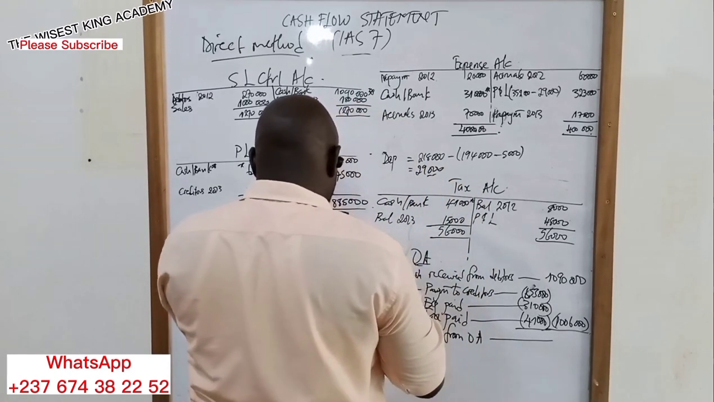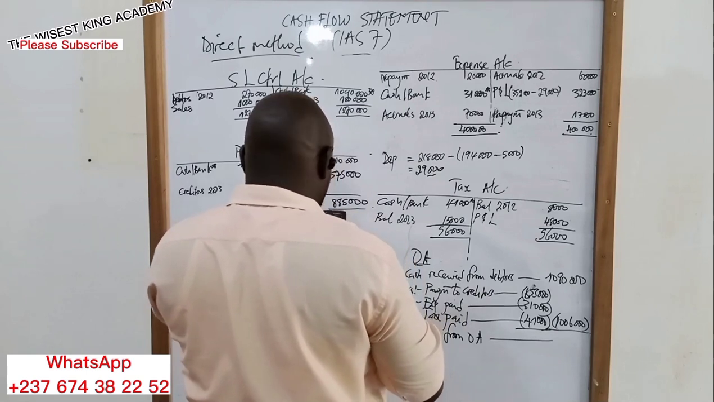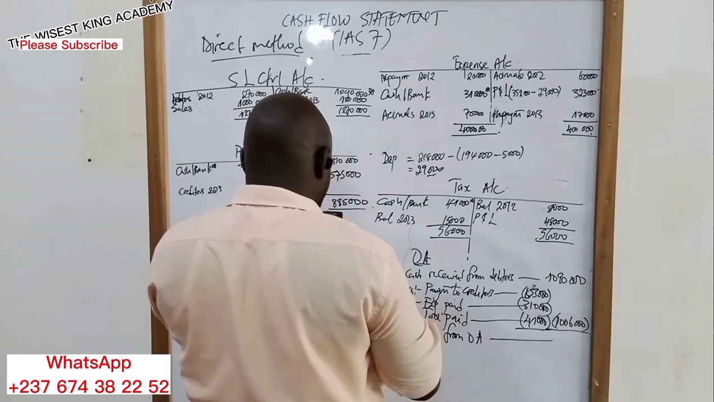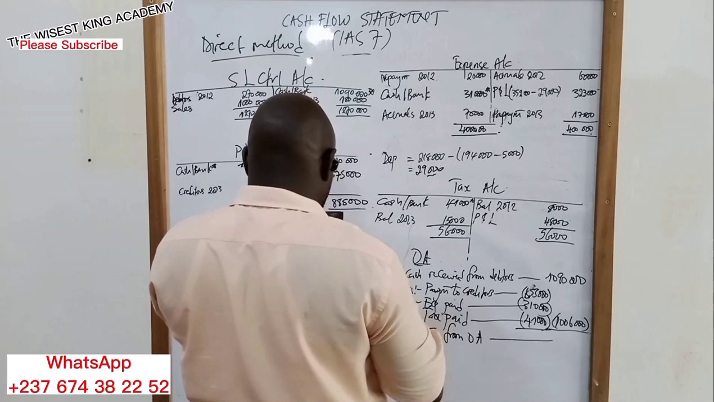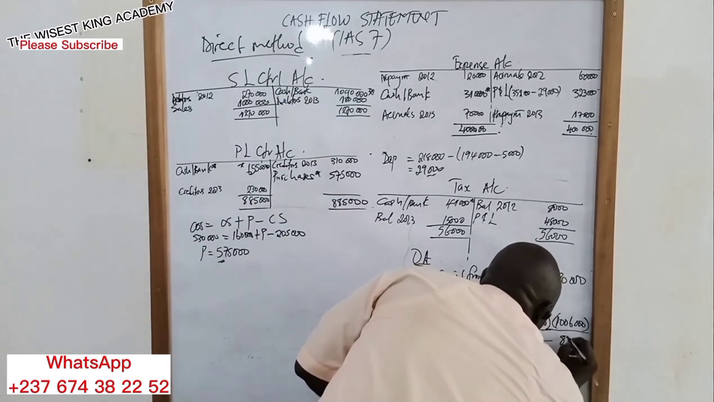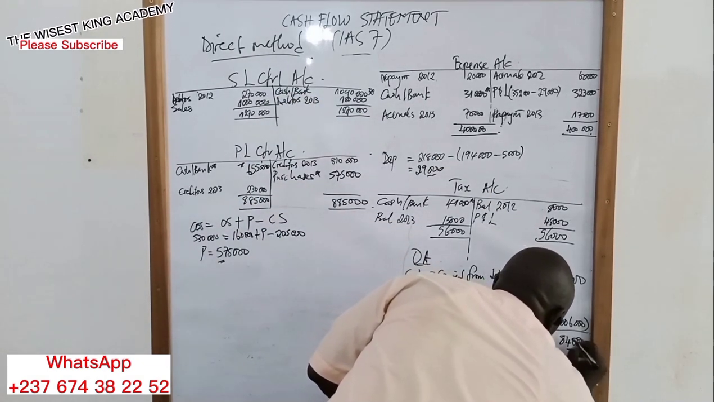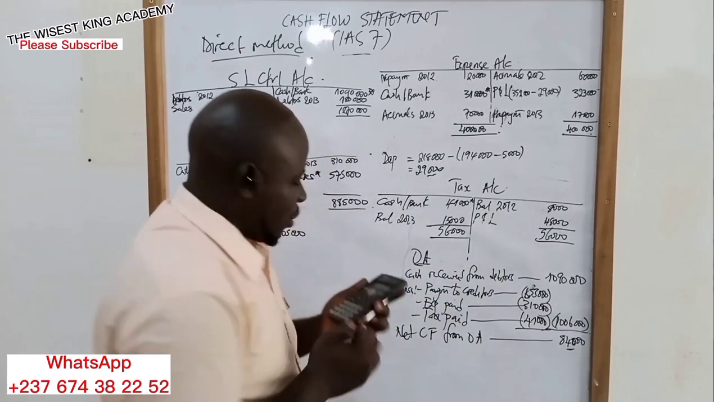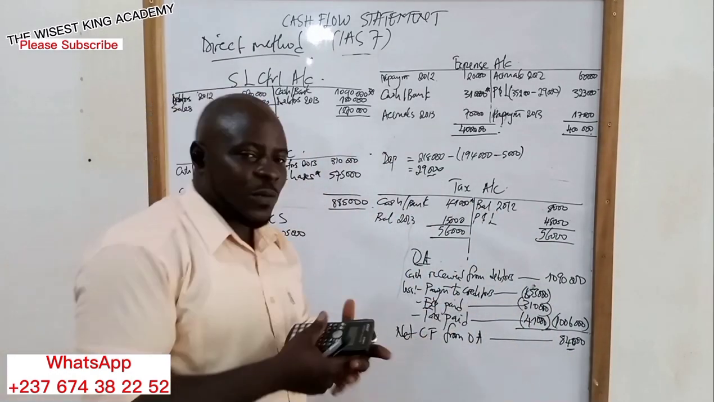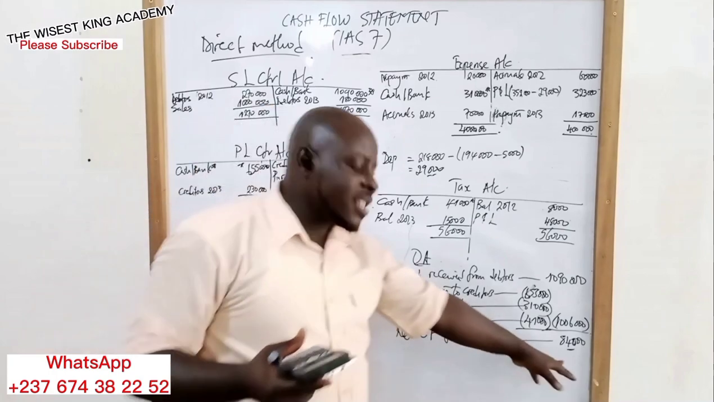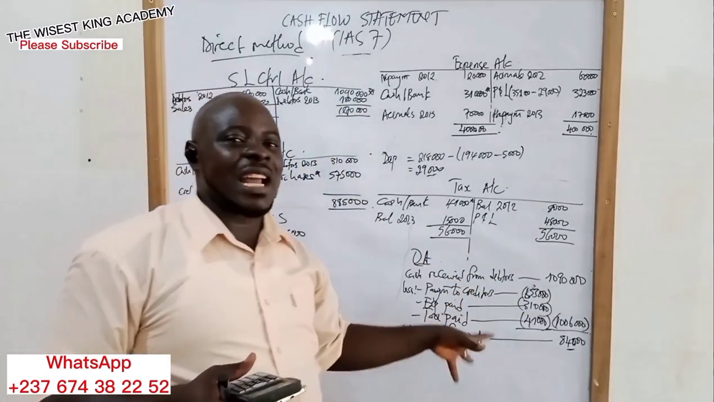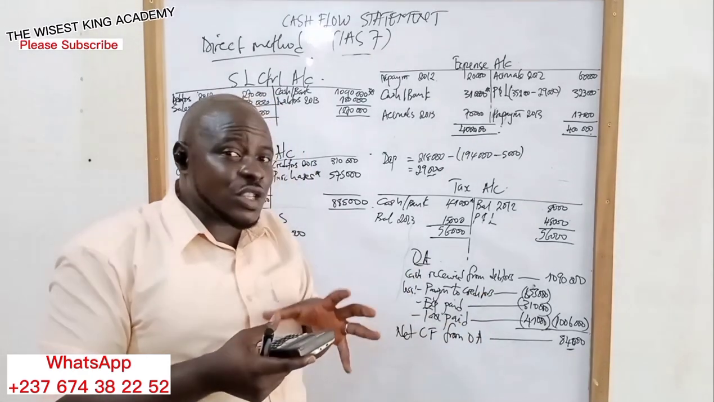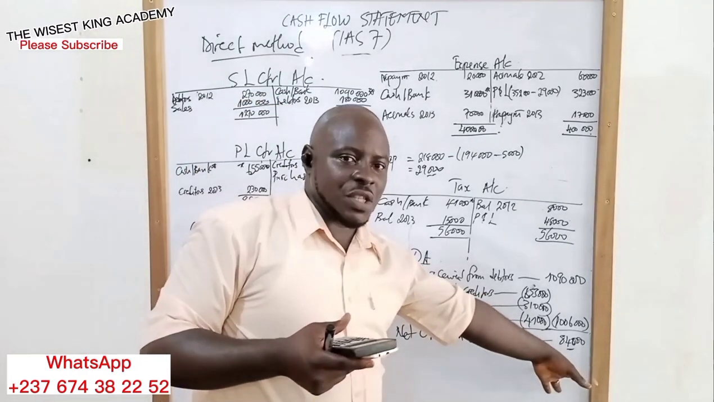You have 1,090,000 minus my answer. We have 84,000 positive. So take note, the net cash flow from operating activity is 84,000, and we are going to do the indirect method and solve the same question and see if it ties, if we have 84,000.